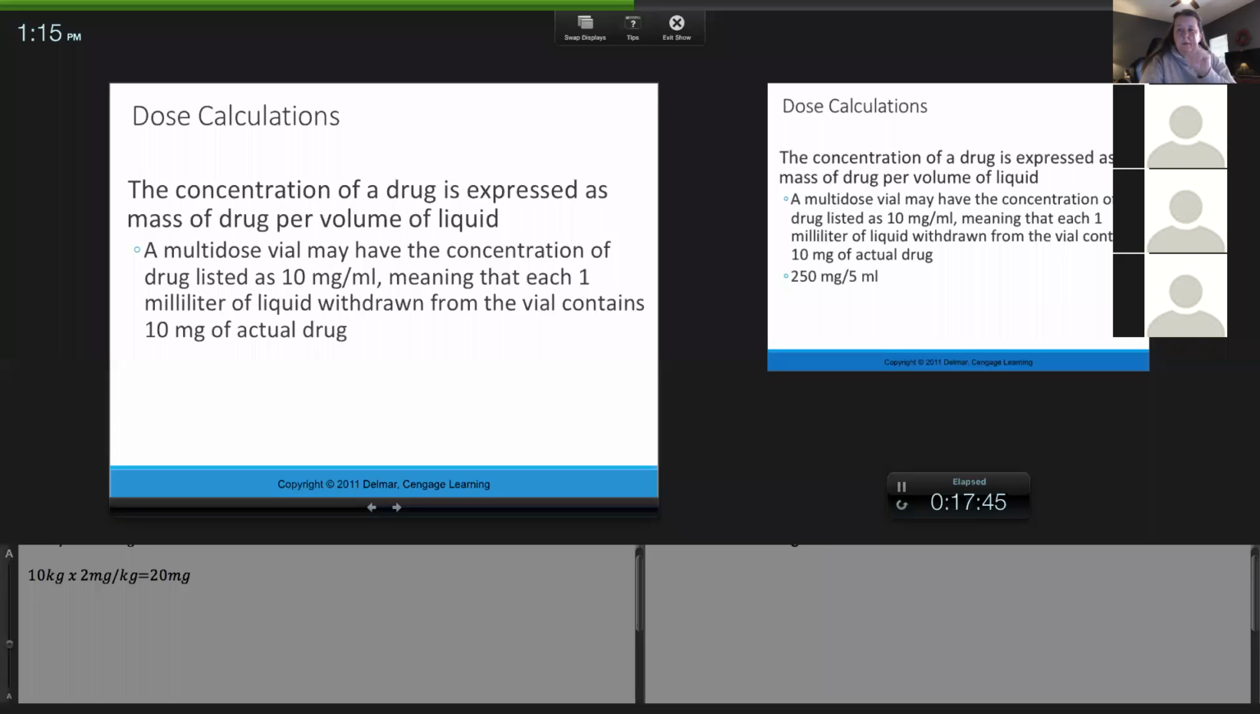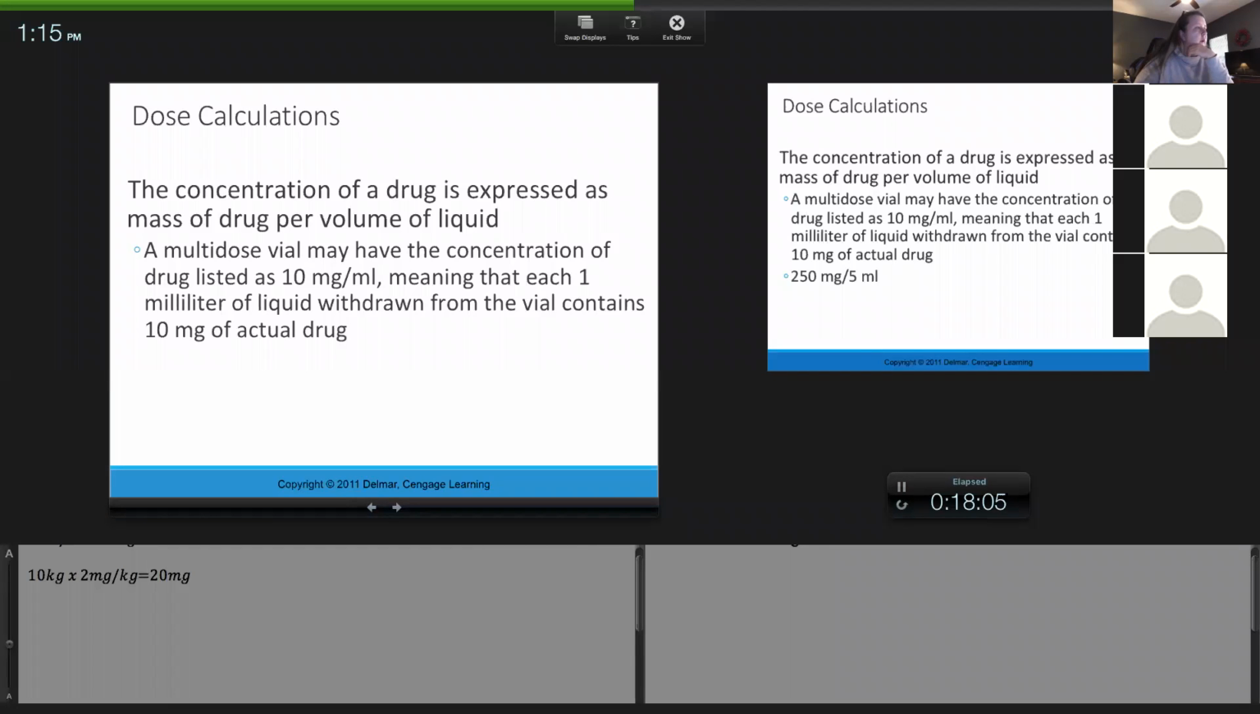For every mil, there is 10 milligrams. So if a dog gets 2 mils, how many milligrams did he get? Megan? 20. Yep, 20. Because 10 mg per mil, dog got 2 mils, 2 times 10 is 20.